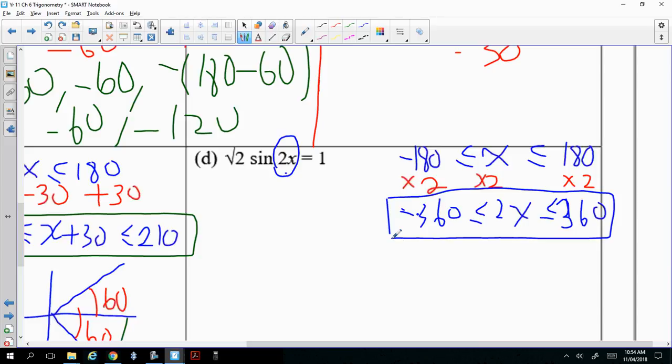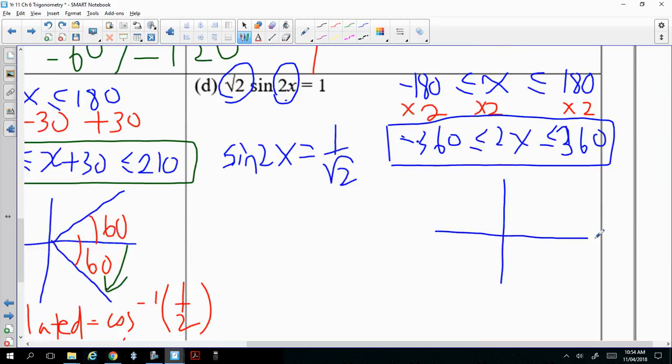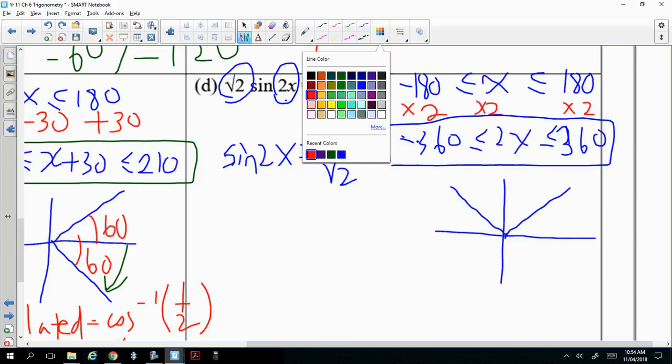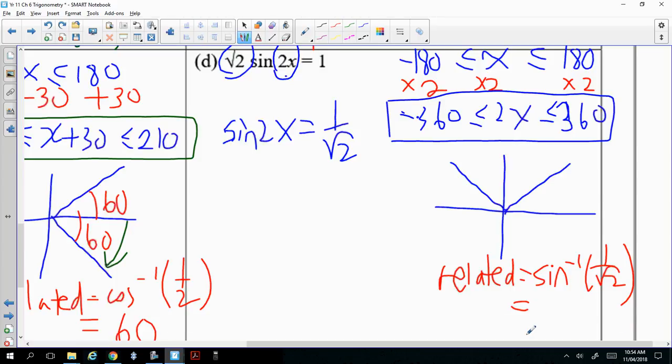Sine 2x equal to 1 over root 2, like that. And then you look at the quadrant. Which quadrant is sine positive? In the first or second. And find the related angle. Again, if you know your exact value, that will make it faster. Sine inverse of 1 on root 2. What would that be? 60. Or 45, sorry. 45. Put 45 there. Alright? Then we have to go find the actual angle.